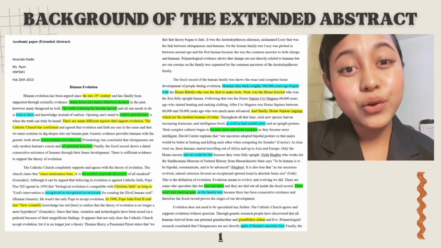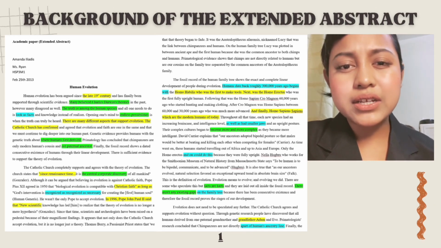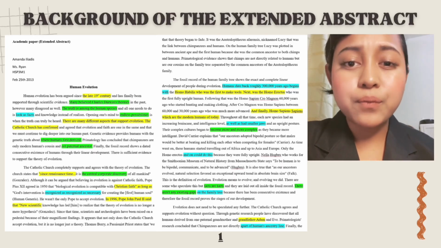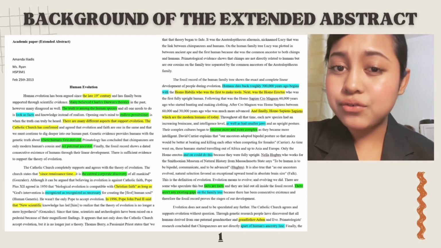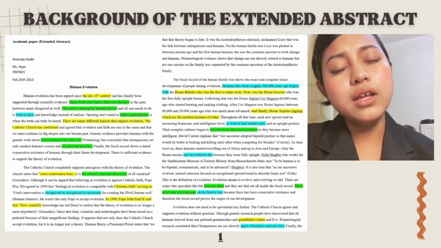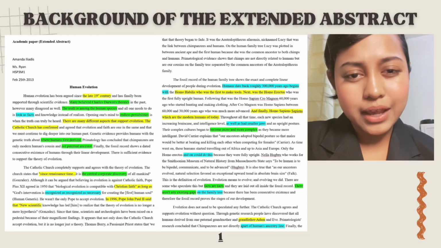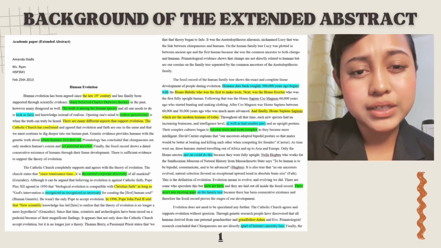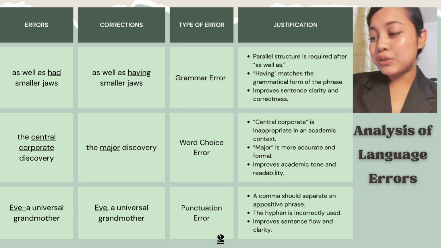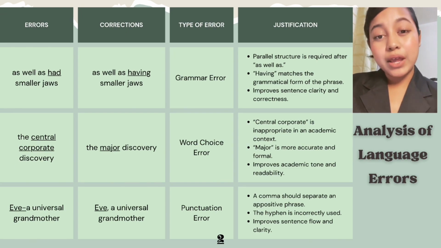Moving on to the abstract itself, the extended abstract discusses human evolution and presents evidence from several areas, including religion, genetics, primatology, and also fossil records. The writer aims to show that human evolution is scientifically supported through evidence from these different fields. Moving on to the analysis of language errors. Here are several language errors I found in the text, in 3 categories: grammar errors, word choice errors, and punctuation errors.